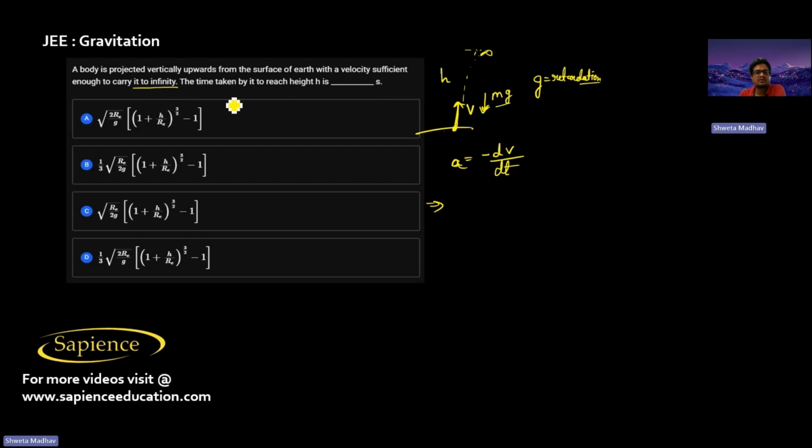The velocity is sufficient enough to carry it towards infinity. So it has been projected with the escape velocity. Escape velocity, as you know, is root 2gR, since it is root over 2GM by R, and GM is gR square. So I can say the initial velocity is this.